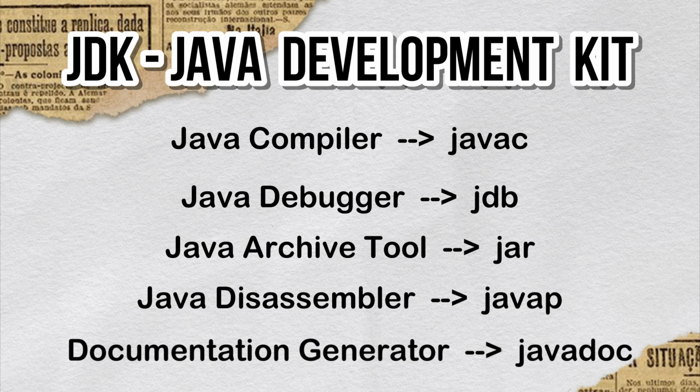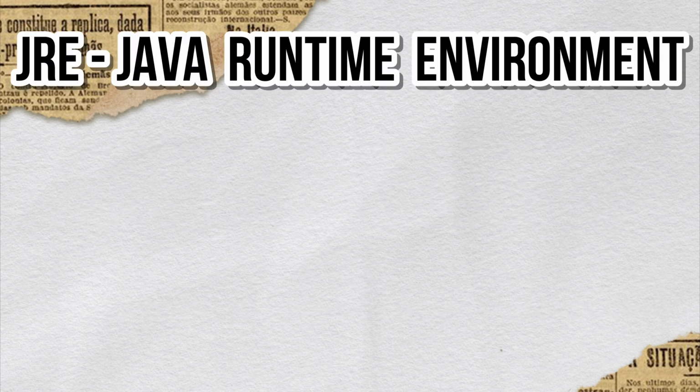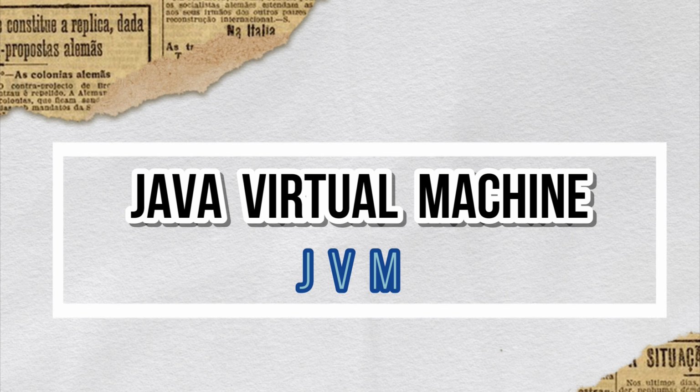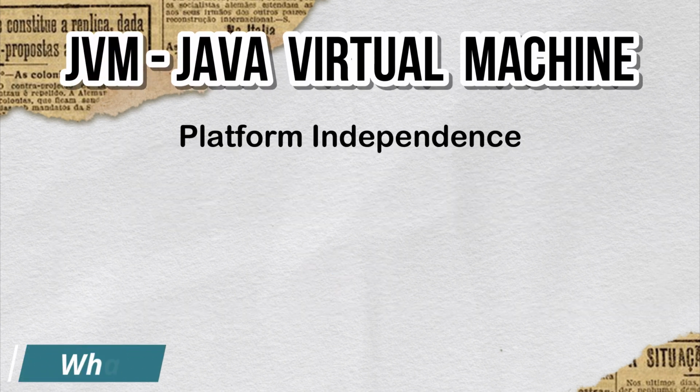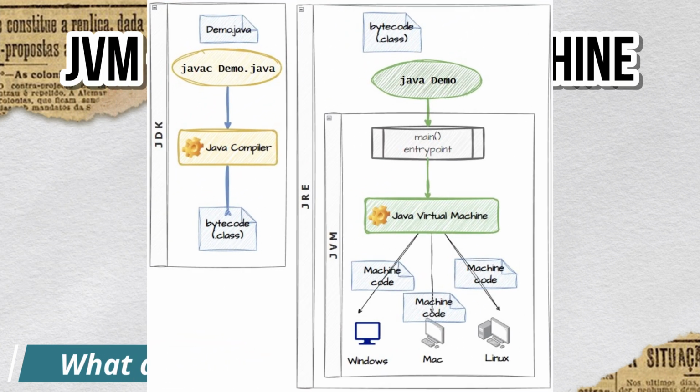JDK also has JRE, which is required for executing a Java program. So JRE is the Java Runtime Environment, and it contains the Java Virtual Machine, that is JVM, which is the heart of Java. JVM is a key part of the Java ecosystem, responsible for executing Java programs. It offers some important features to Java such as platform independence. JVM allows Java programs to run on any device or operating system, that is Windows, Mac OS, Linux, without any modification to the code, so making Java platform independent.